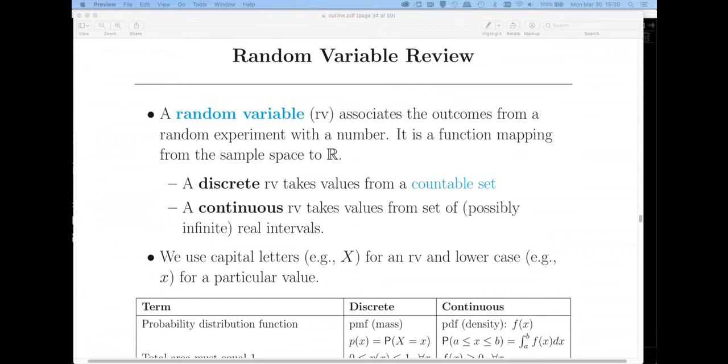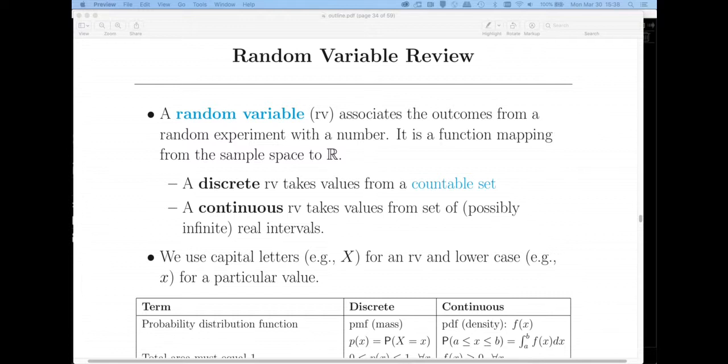Oftentimes, hypothesis testing gets taught without really grounding it in the math and the probability theory. But if we understand a few of these main results, then when we get to hypothesis testing, it's not just a matter of memorizing formulas. You'll be able to understand where those formulas come from and why they work. All right, so let's jump into probability theory.